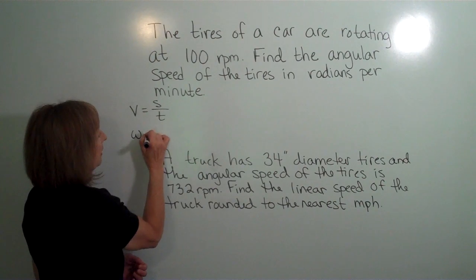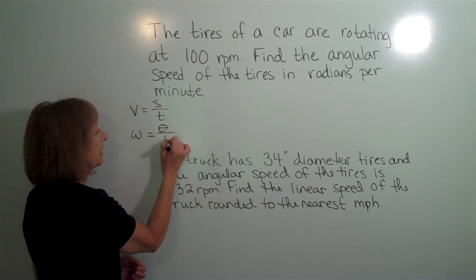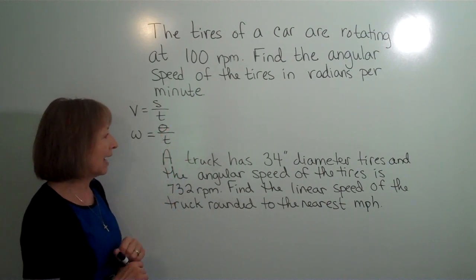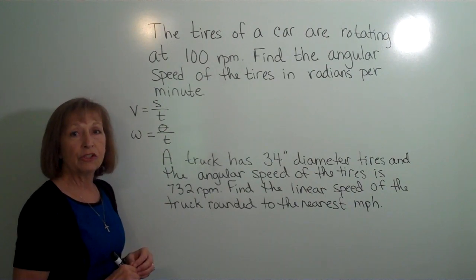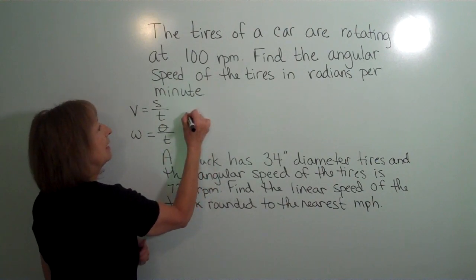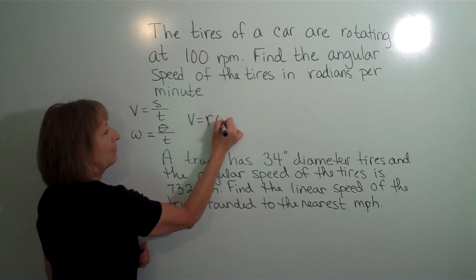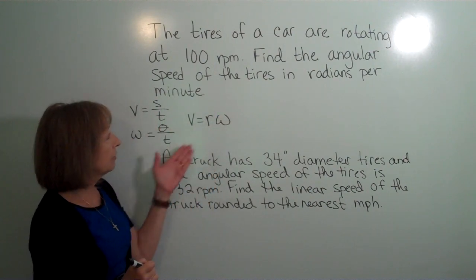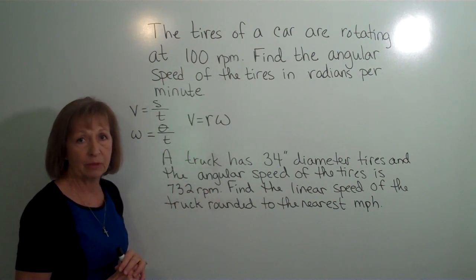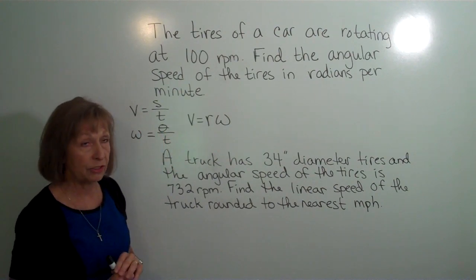The angular speed is omega, and that is theta over t, so the amount of angle in radians divided by time. And then the relationship that ties the two of those together is that the linear speed is equal to the radius of the circle times the angular speed. So these are the three formulas that we need to look at when we're trying to decide what to do with each of these problems. So I wanted us to just have them here so we could look and decide which one to use.